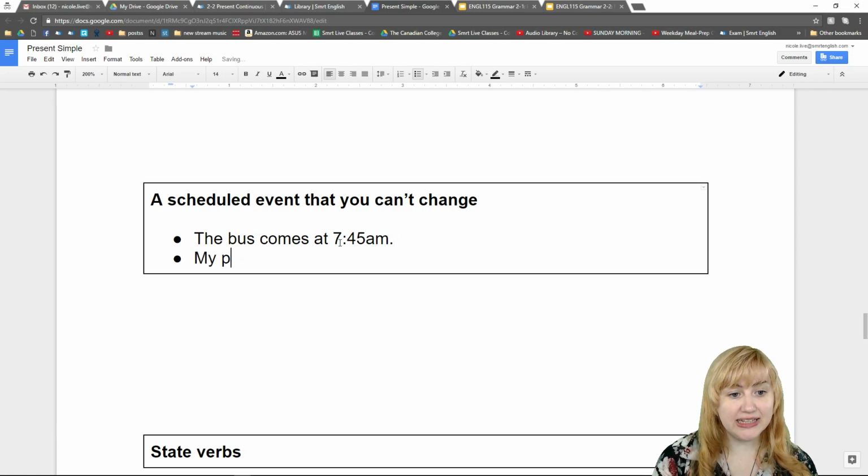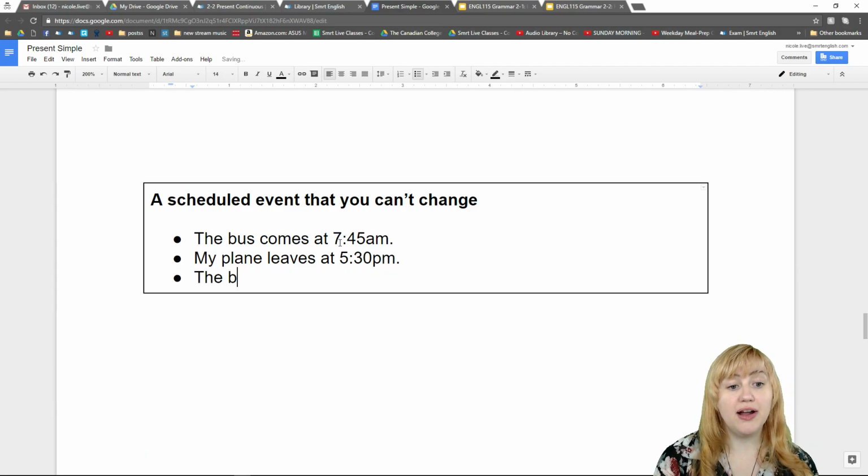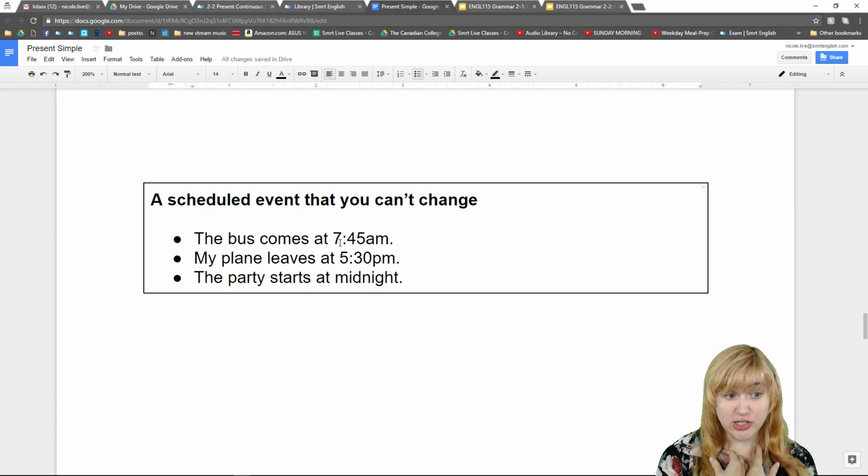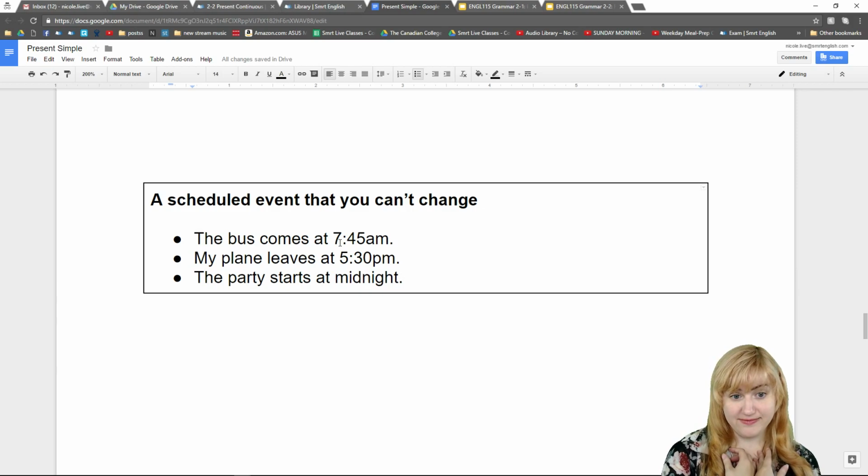Or my plane leaves at 5:30 p.m. Or the party starts at midnight. Very late party. So if there is a scheduled event that you can't change, you didn't make the event, then you can also use present simple to talk about it.